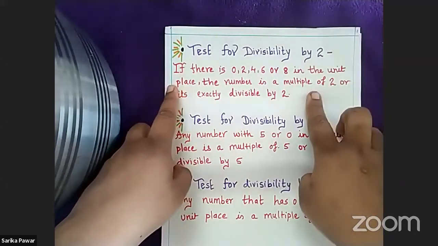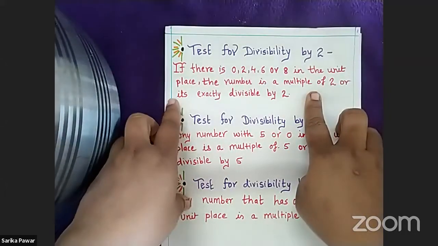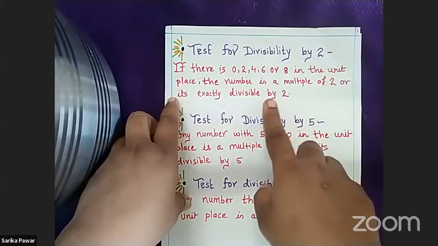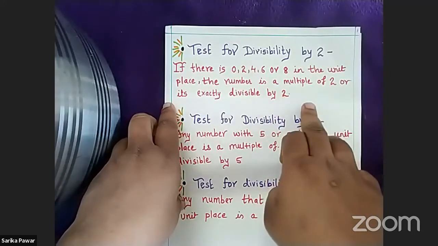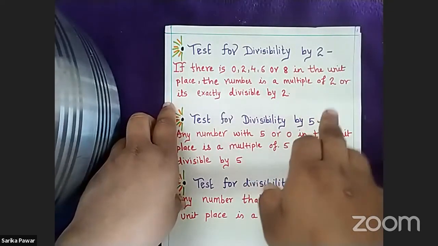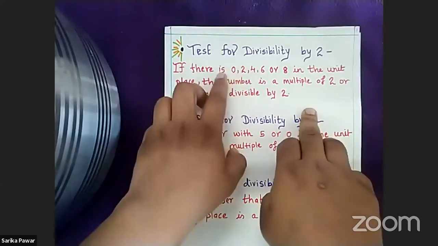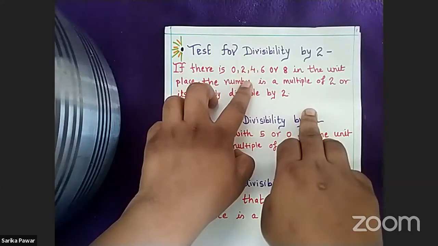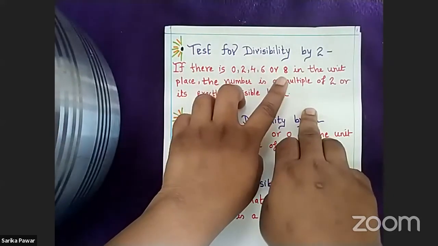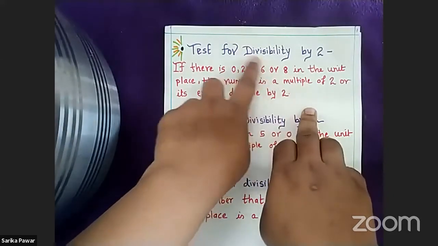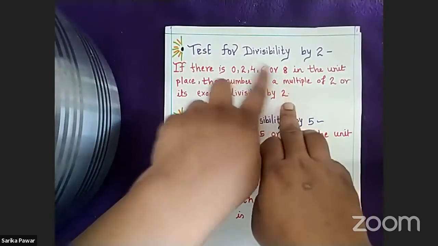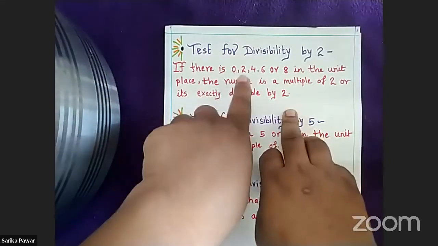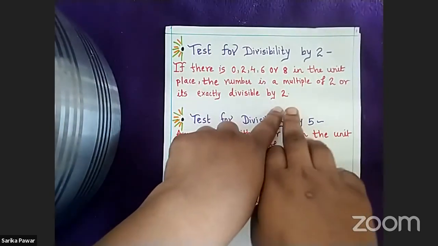What we have to do? Just we have to find out the unit place, and after finding the unit place, just check in that unit place whether the number given is 0, 2, 4, 6 or 8. If that number is there, then we can say that particular number is divisible by 2. Okay.